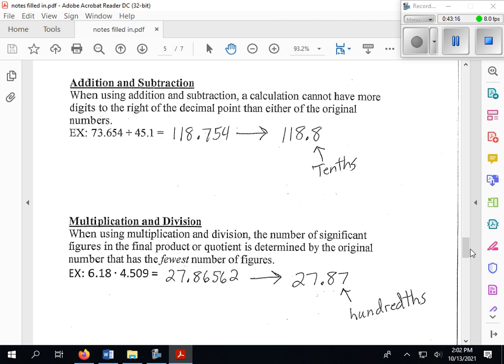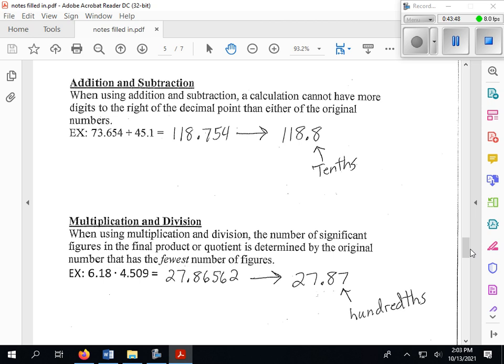All right, dealing with the significant digits or significant figures. When you're using addition or subtraction, a calculation cannot have more digits to the right of the decimal than either of the original two numbers. So all they're saying there is, when you're deciding how to round something off, you take the number that has the fewest numbers behind the decimal.